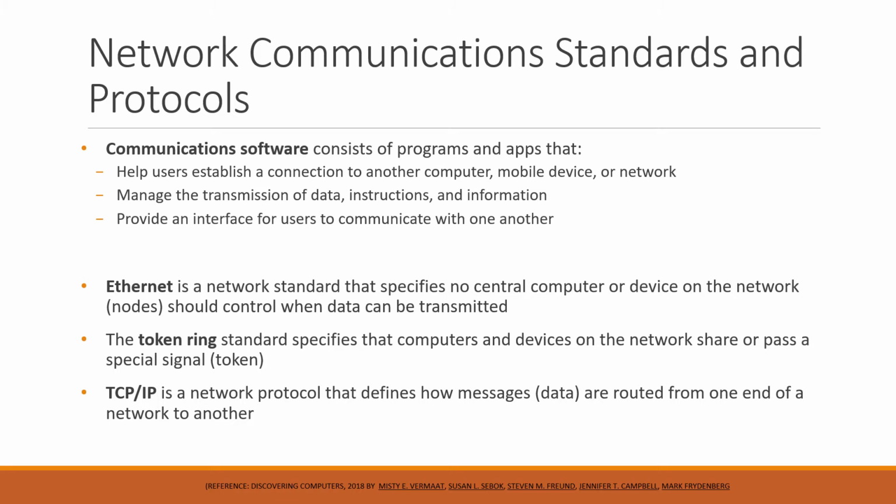But now, Ethernet, by definition, is a standard that specifies no central computer or device on the network should control when data can be transmitted. There are network devices, a router or a switch, which are of Ethernet type. Ethernet is the most popular that we have in the market. Token ring is a standard that specifies that computers and devices on the network share or pass a special signal we call a token. A popular protocol when we talk about computer networks is TCP/IP.